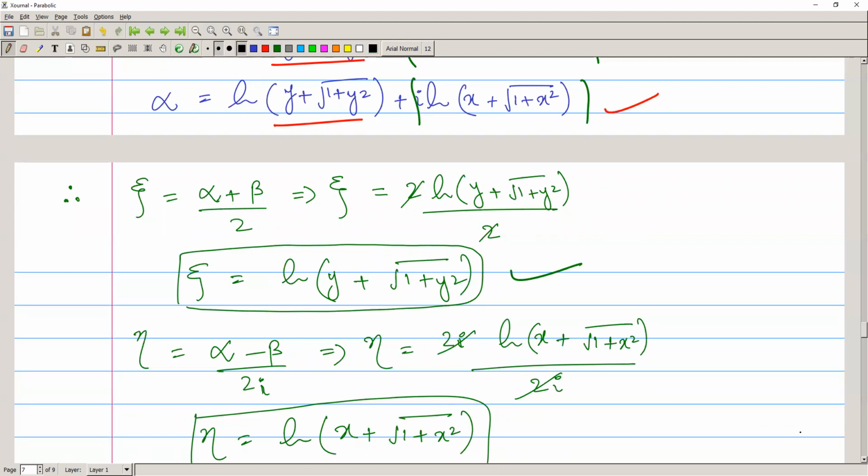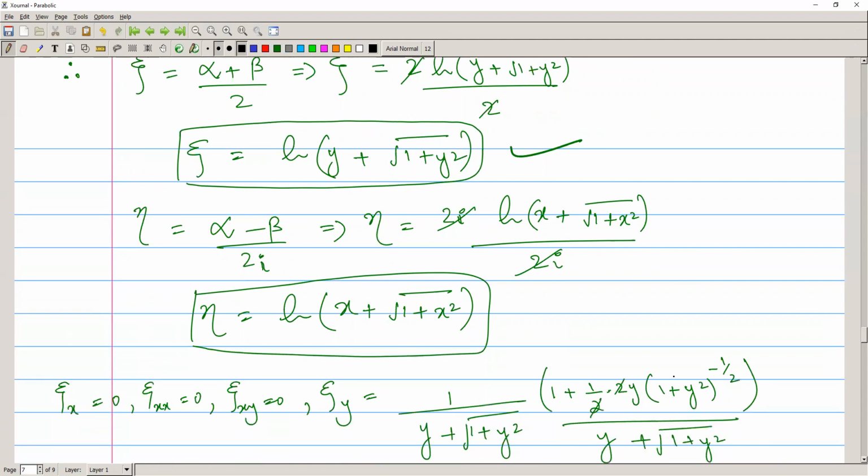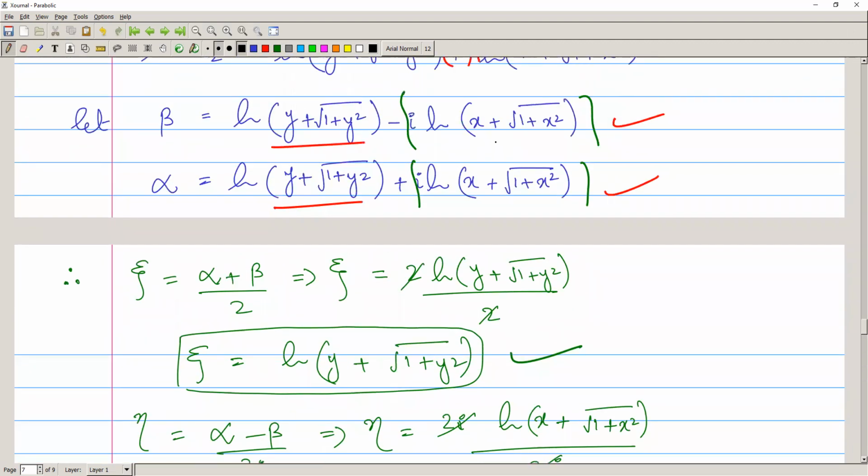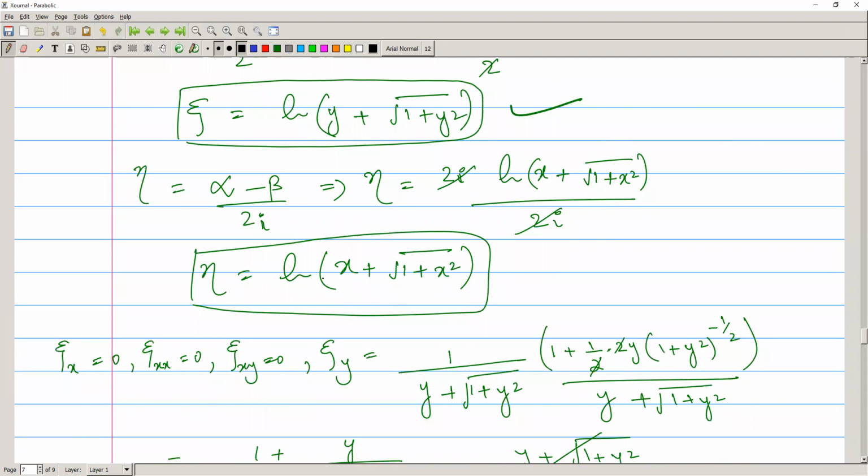So now we'll work out eta in a similar manner. We will take the difference of both. When we take the difference, here you can see there is a negative sign, so it will become positive, and this is positive, so these will be added, and here it will become negative. These will cancel out for alpha minus beta, right? So now we can proceed in a similar manner. We will get eta, that is ln(x plus the square root of 1 plus x squared), right?